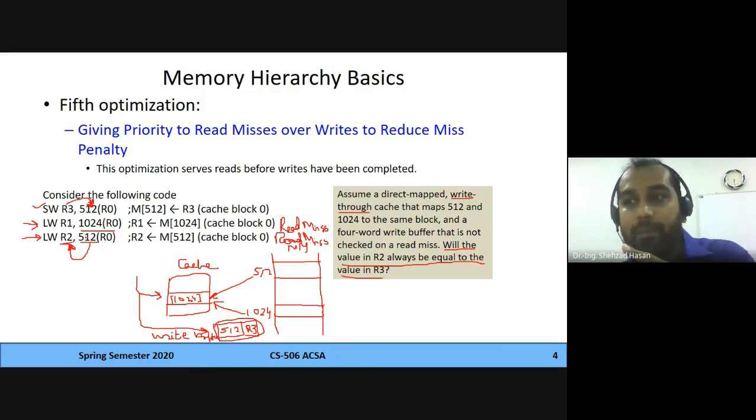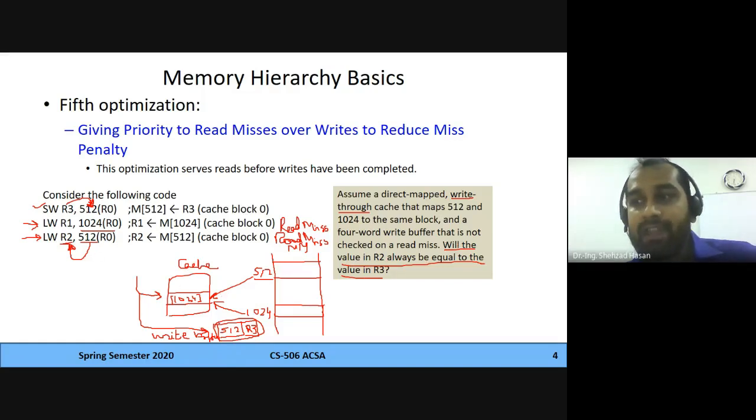So any operation to the main memory, because that's also going to be a read miss, is going to actually fetch an older value of 512 because it's not yet been written. Okay, this is what you are assuming. Is it okay for all of you? So the question is, will the value of R2 always be equal to R3?